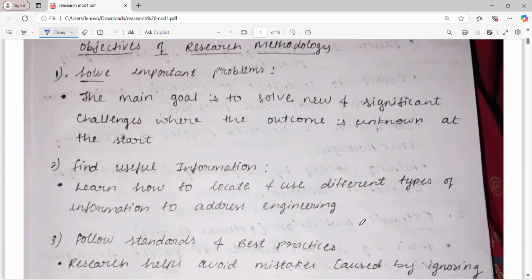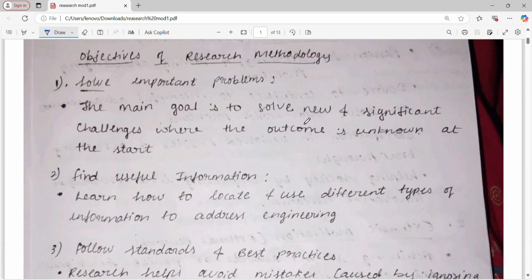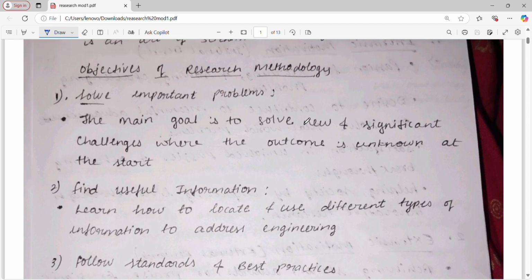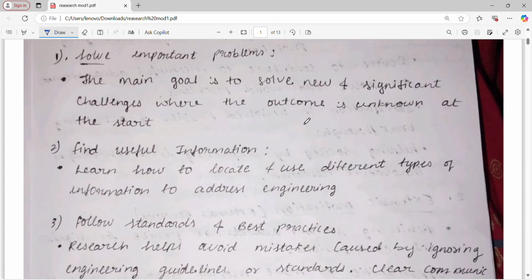There are six objectives. You should remember these points. The first is to solve important problems. The main goal is to solve new and significant challenges where the outcome is unknown at the start or the beginning.